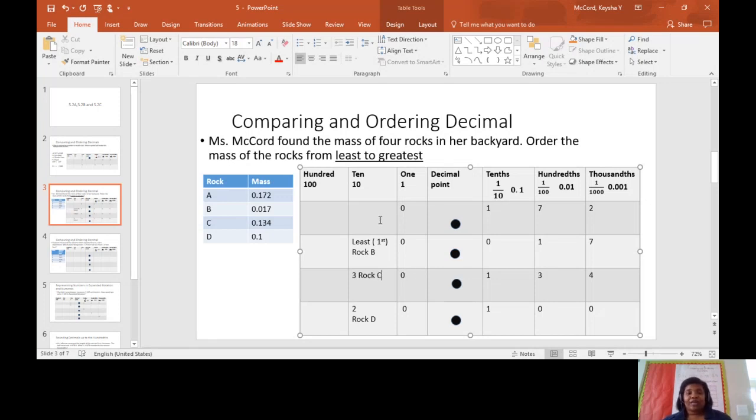So that means rock A is the rock with the greatest amount of mass. That's going to be 4.